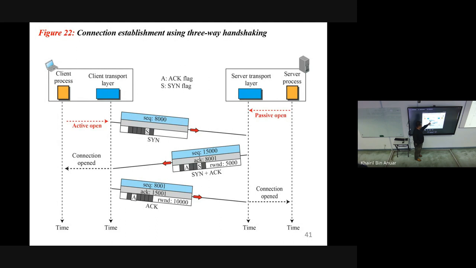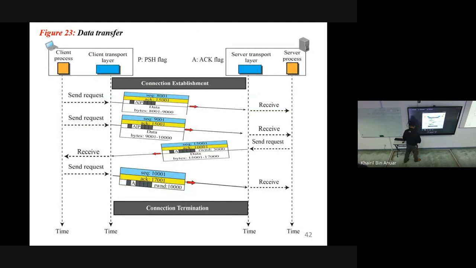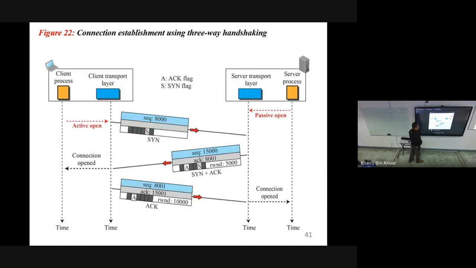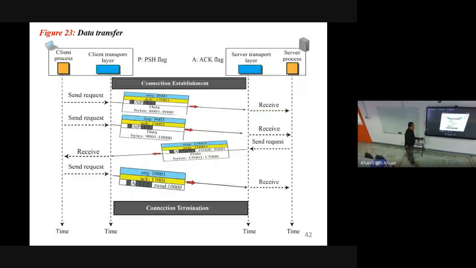So you see that when you have the acknowledgement flag, the first one only has the SYN flag being sent, the second one has both acknowledgement and SYN, and the third one just has acknowledgement. Same thing over here.